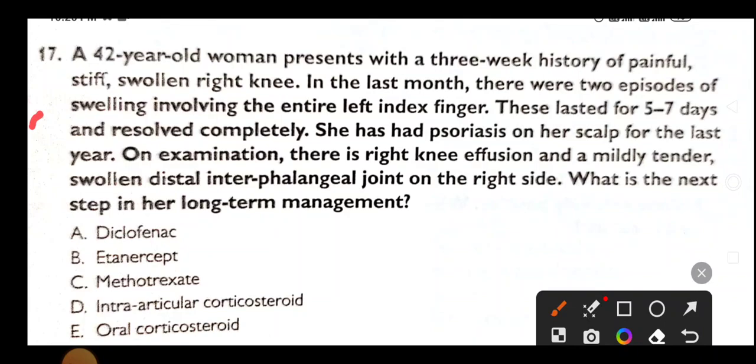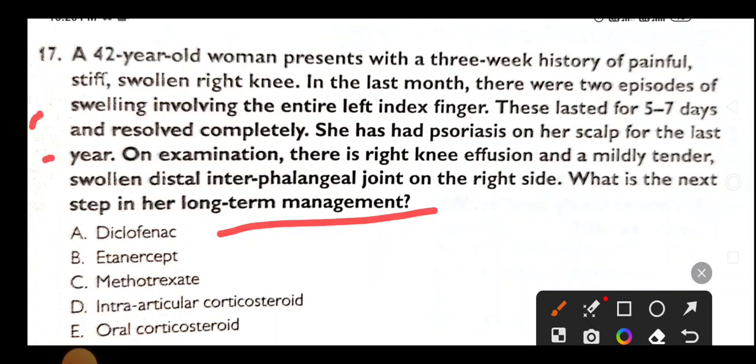On examination, there are a right knee effusion and a mildly tender swollen distal interphalangeal joint on the right side. What is the next step in her long-term management? Diclofenac, etanercept, methotrexate, intra-articular corticosteroids or oral corticosteroids.